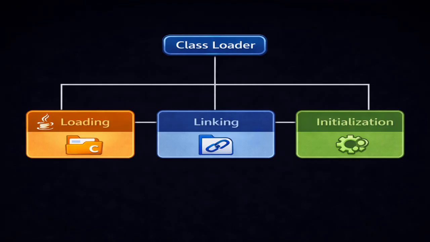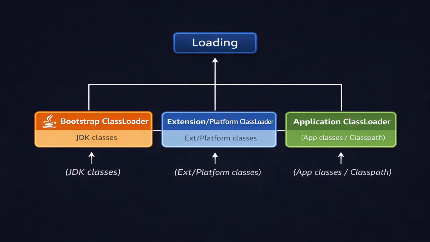Now the class loader process is categorized into three phases: loading, linking and initialization. Let's see each of them. Now let's see what is loading. Loading is a process where the class loader reads the bytecode .class files and brings the class definition into JVM memory. Loading is also categorized into three types: Bootstrap ClassLoader, extension or platform class loader, and application class loader. Now let's see each of them in detail.